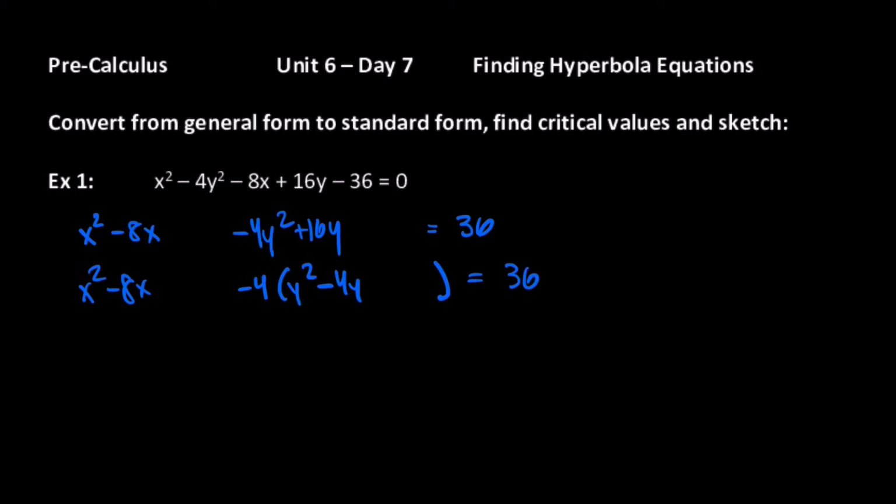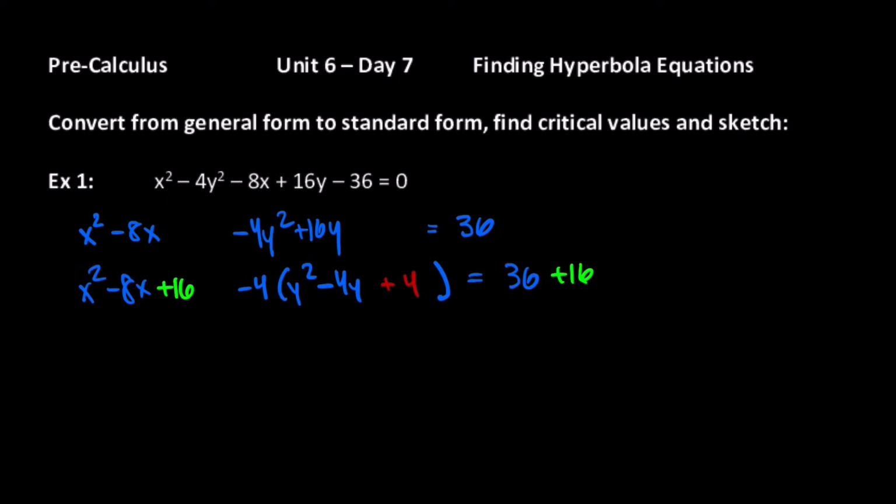Okay, complete the square on the x's. Half of 8 is 4. 4 squared is 16, so I add 16 there, add 16 there. Remember, there's no GCF. I don't have to multiply 16 by anything. Complete the square on the y's. Half of 4 is 2. 2 squared is 4. Now, what are we really doing here on the left side?